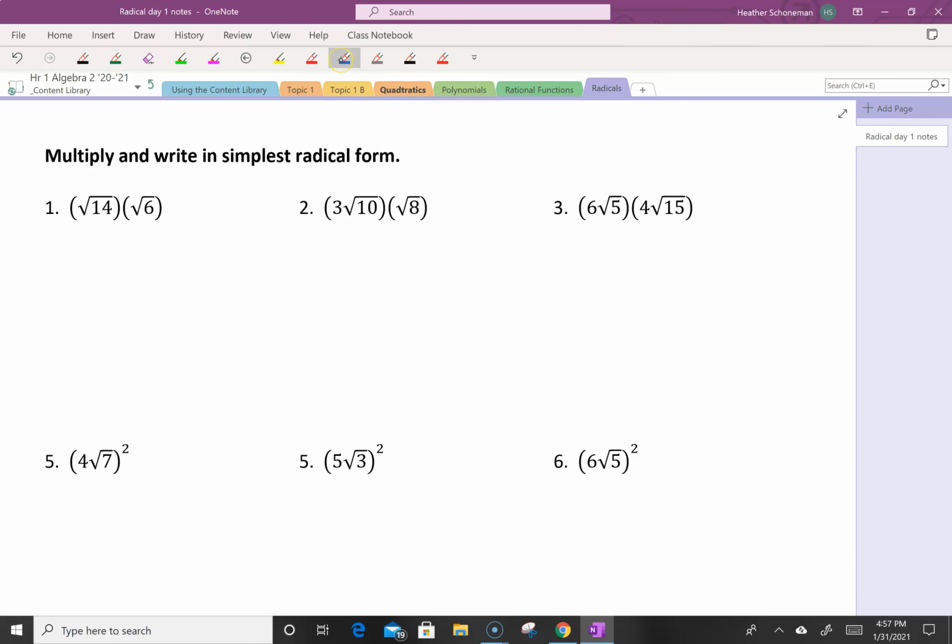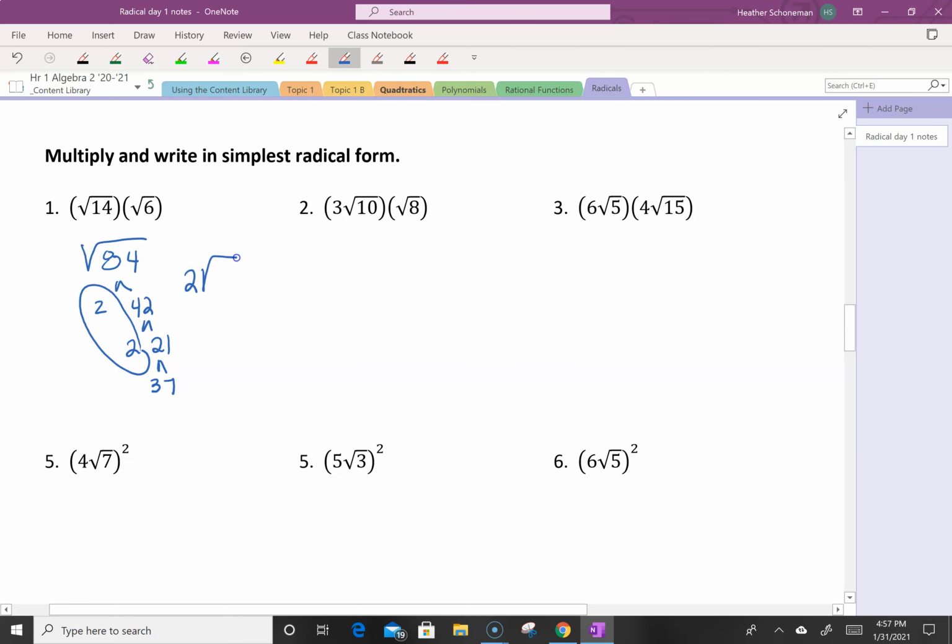So on number 1, 14 and 6 are both inside the radical, so I can multiply them together and I get the square root of 84. But that's not my final answer. I need to simplify it. So I know this is 2 and 42. And this is 2 and 21, and this is 3 and 7. So when I simplify this, I get 2 square root 21.